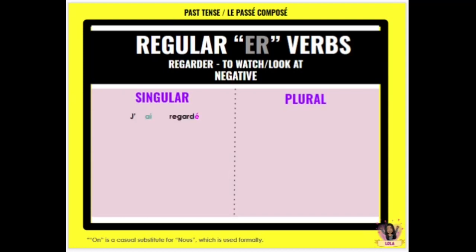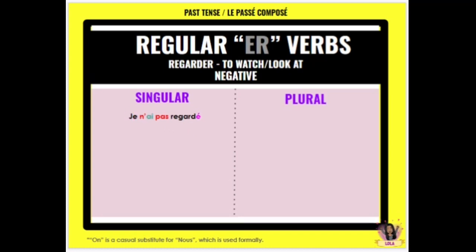So we'll take a look at this very slowly so we understand it. So here it is in the positive sense. J'ai regardé. We've got our subject, which is je. Over here it's a J apostrophe because this starts with a vowel. So j'ai regardé. And now to make it negative, we're going to say je n'ai pas regardé.